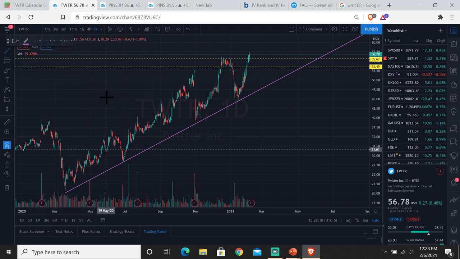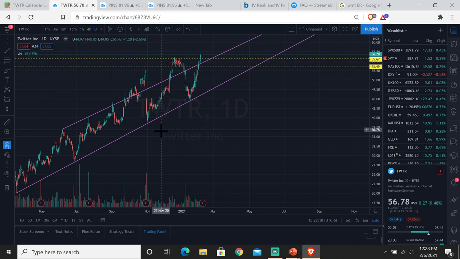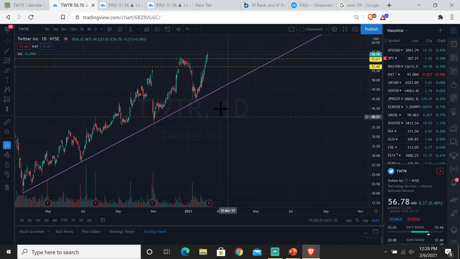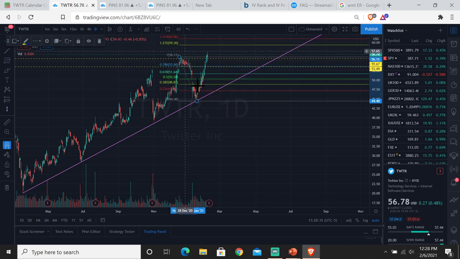I don't think I've ever traded Twitter. Maybe once or twice. It's not a ticker I normally look at. So there's nothing there. But yeah, okay. I'm probably gonna do a fib. So for fibs, low point, high point, right? This is a retracement fib.